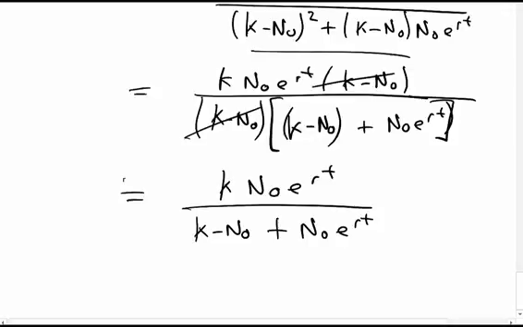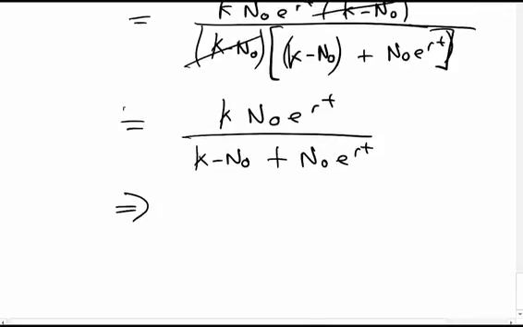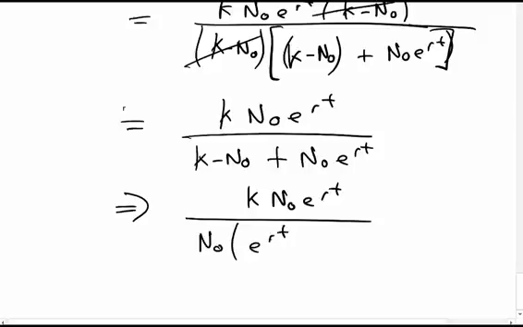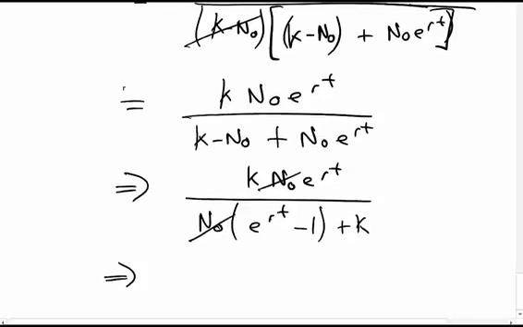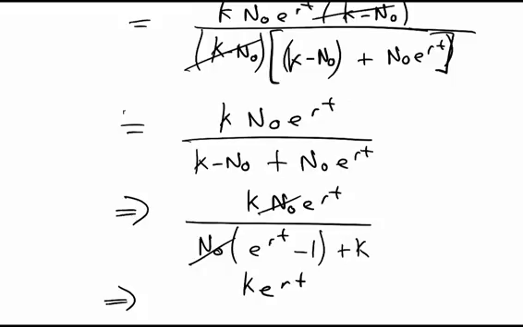Let's take out the n naught now. k n naught e to the rt over, this is what we got, n naught lots of e to the rt minus 1 plus k. Can cancel the n naughts off. So what we're left with, k e to the rt. I hope this is right. Do you know what? Actually, I'm going to stop. I'm going to get rid of all of this.